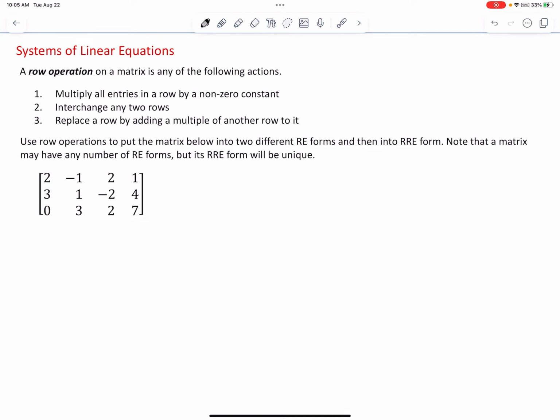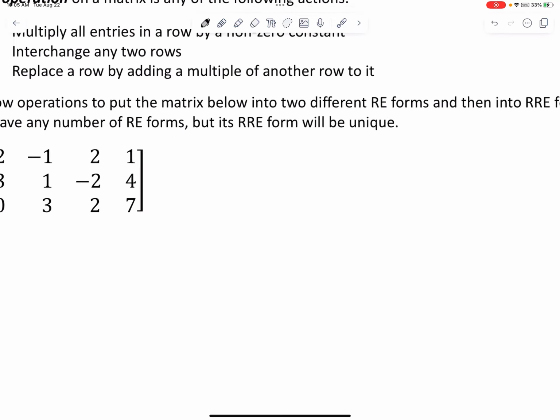Use row operations to put the matrix below into two different RE forms and then into our RRE form. Note that a matrix may have any number of RE forms, but its RRE form will be unique. We're not going to prove that statement in this class, but we'll take it as a given that the RRE form of a matrix is actually a unique representation. Let's go ahead and explore how we might want to do this.